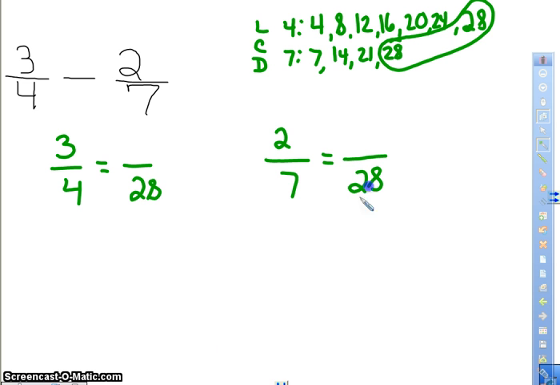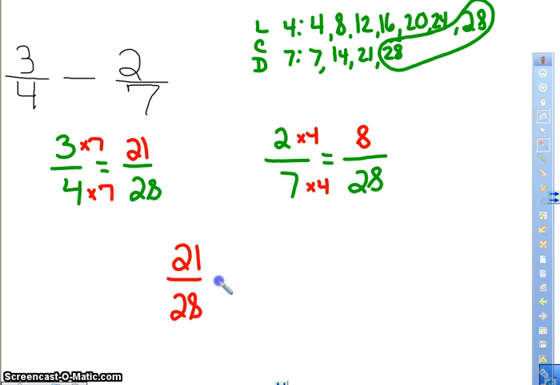Okay, so same deal, we're going to rename. Whatever I do to the denominator, I'm going to do to the numerator. So 4 times 7 is 28. So I'm going to do 3 times 7, which is 21. 7 times 4 is 28. So I'm going to do 2 times 4, which is 8. So now my new problem is 21/28 minus 8/28.